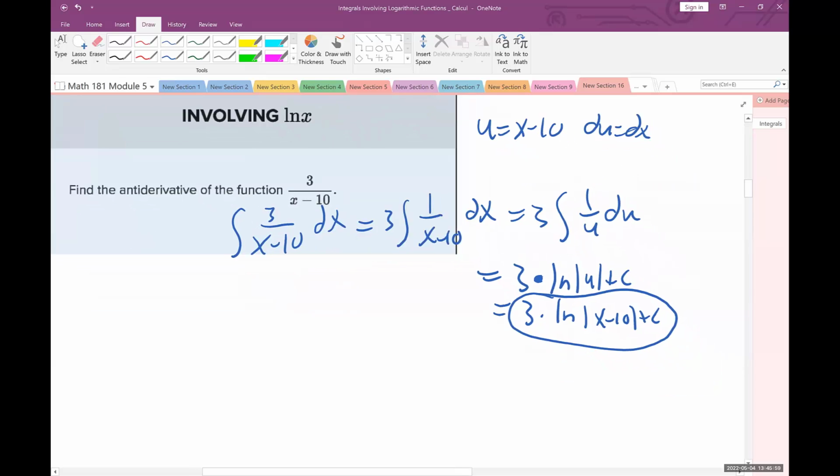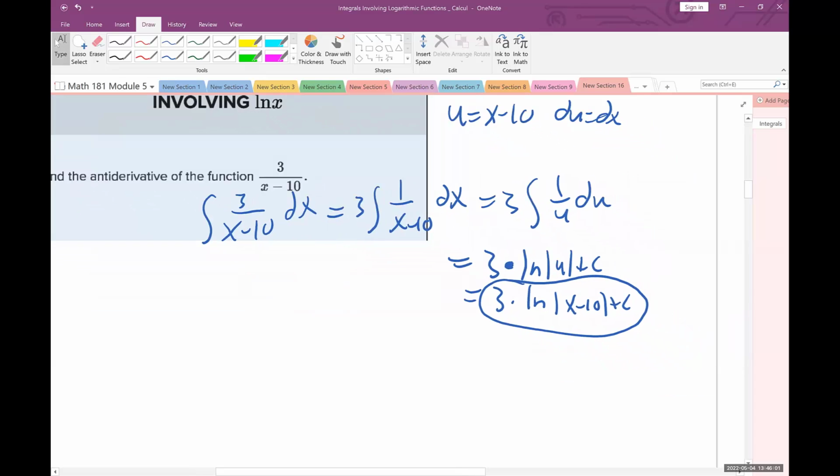If you remember your log rules from your pre-calculus days. The constraint we have is you can't have 0 in the denominator, so x cannot be 10. Now, there's the absolute value on the natural log, because with natural log, you can never take it of a negative. It has to be positive. It can only be positive values. It can't even be 0. It has to be positive only. So that's why there's an absolute value on that.